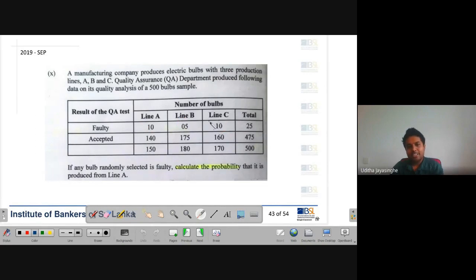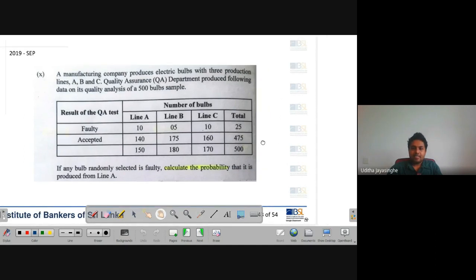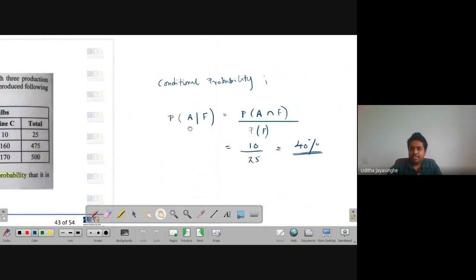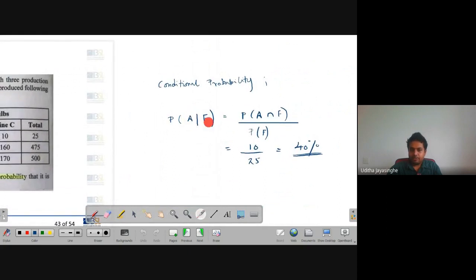If it is a manufacturing company, obviously, from the quality control department's point of view, whether you're accepting a bulb or rejecting the bulb is your primary focus. So out of these 500, there are 25 faulty bulbs that are going to rework or scrap. Question: if any bulb randomly selected is faulty, calculate the probability that it is produced from line A. Conditional probability. Given faulty, what is the probability that it is going to come from line A?